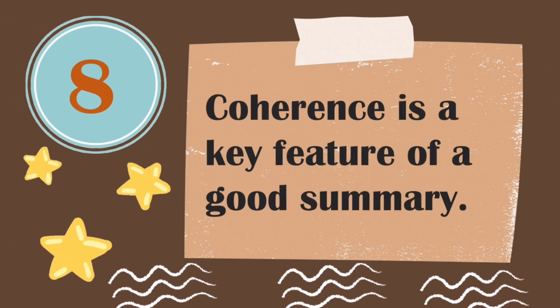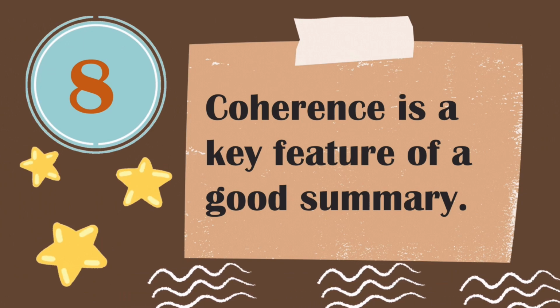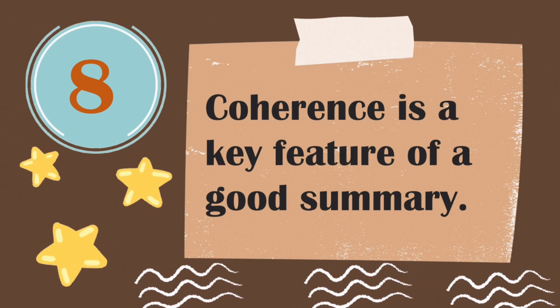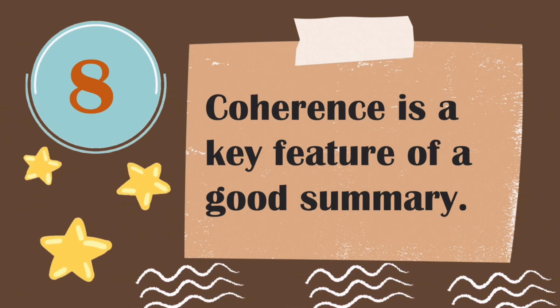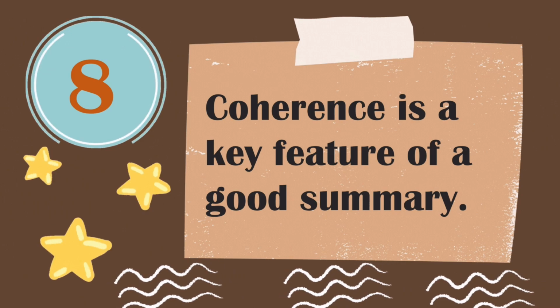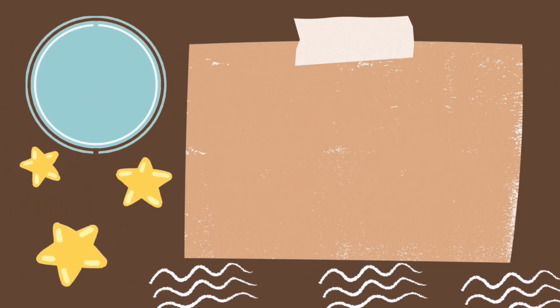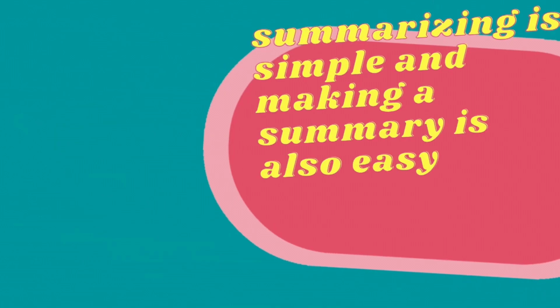And last, coherence is a key feature of a good summary. Even when you pick out only the main ideas from a text, your summary still has to be clear and organized. It should not sound like a set of disjointed sentences when we read. Knowing the meaning and the reason for summarizing is simple, and making a summary is easy.